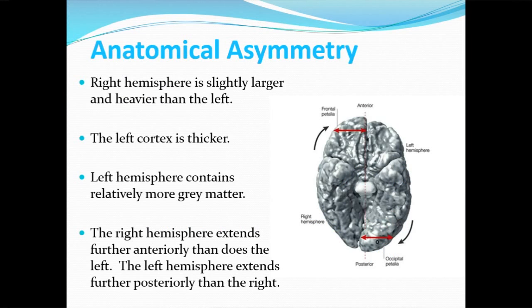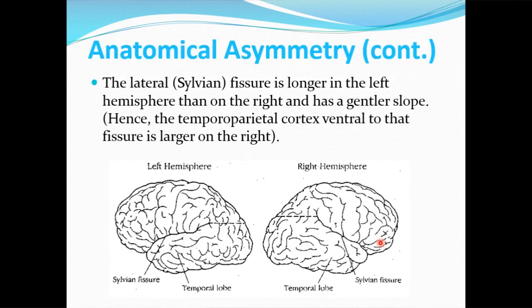All right. So let's look at the left versus right hemisphere. While they are very similar in many ways, there are important anatomical differences. The first is that the right hemisphere is slightly larger and heavier than the left. The left cortex is thicker. The left hemisphere contains relatively more gray matter. And the right hemisphere extends further anteriorly than does the left. You can see in this picture, this is looking at the brain from the bottom, so this picture is upside down. This is the right hemisphere here, and you can see it extends a little bit further anteriorly than the left hemisphere. And the left hemisphere extends further posteriorly than the right. Just some interesting differences.